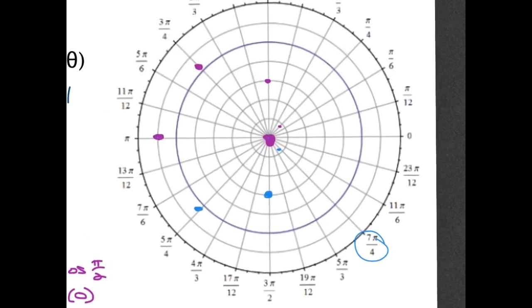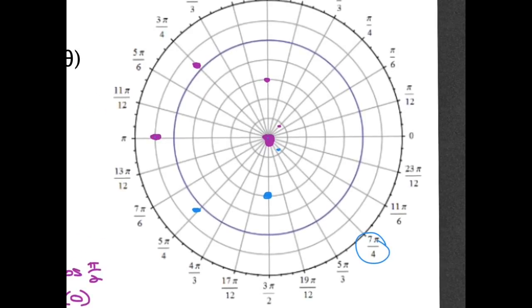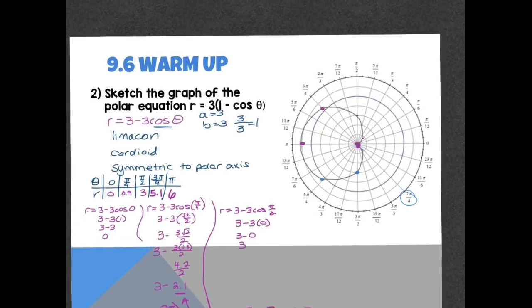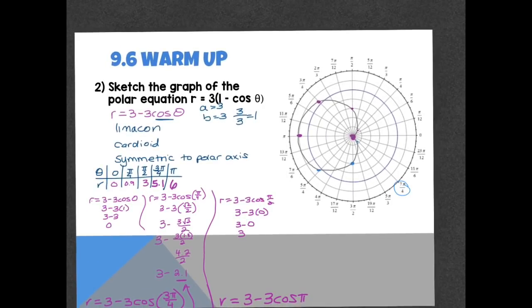And then we want to connect our points as best as possible, keeping in mind that this should be a heart-shaped limaçon. So connecting our points would give us something like that. And there's your heart-shaped or cardioid limaçon.